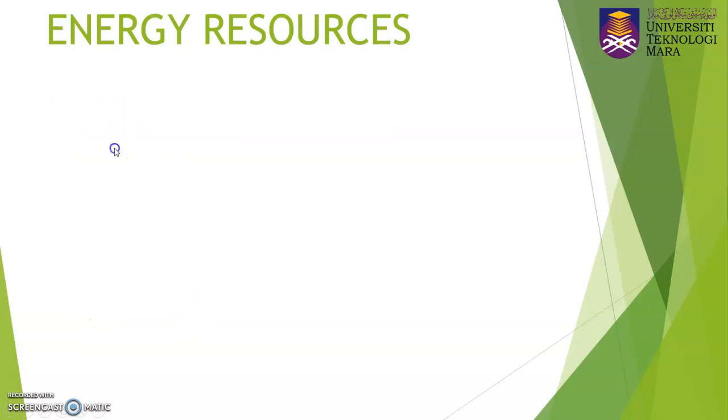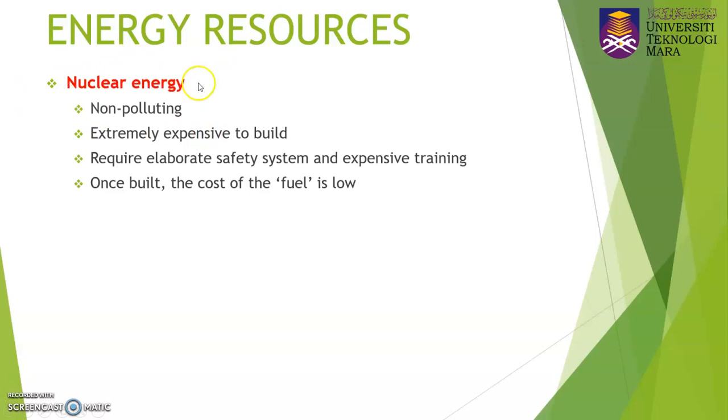Okay, and then the last one is nuclear energy. Nuclear energy we can also consider non-polluting, but it's extremely expensive to build. The nuclear energy also requires an elaborate safety system and expensive training. But once it is built, even though it is expensive to build, the cost of the fuel is low. All right, so these are all the 5 energy resources that are available.